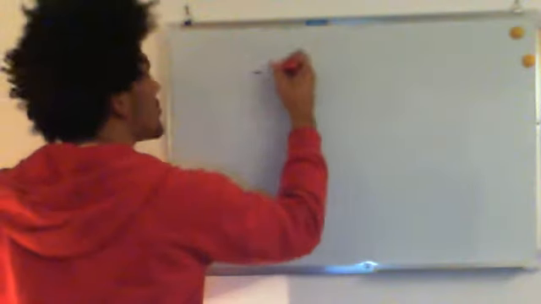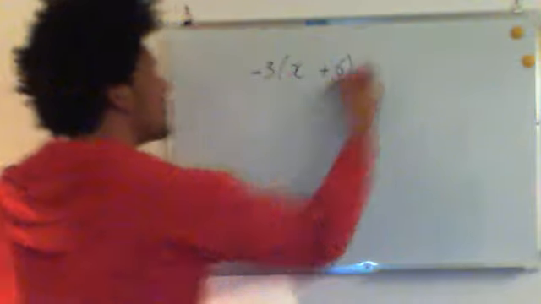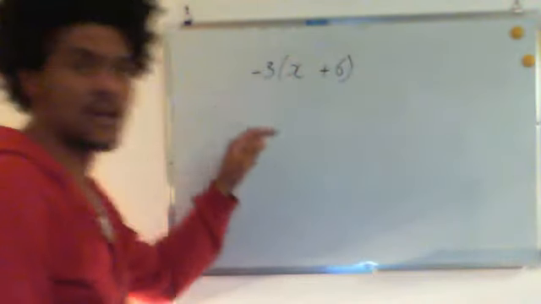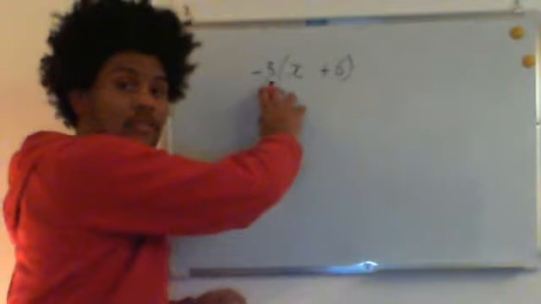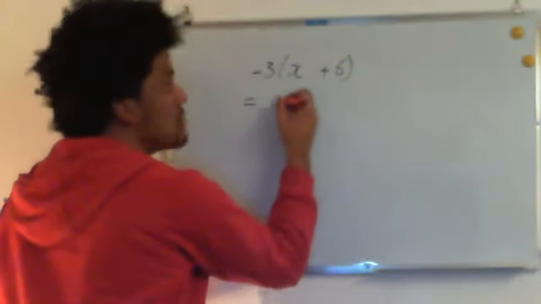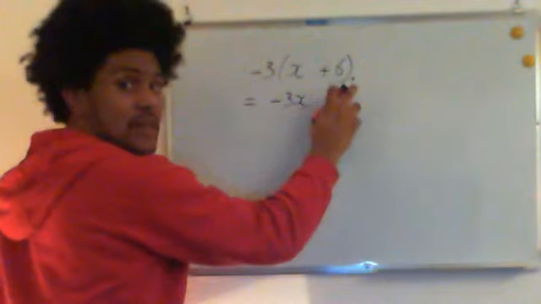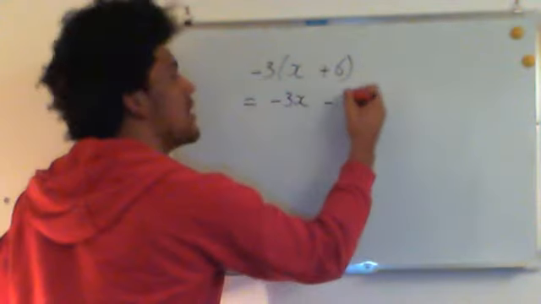The number outside the bracket can have a minus as well, so for example minus 3 times x plus 6. You're multiplying everything inside the bracket this time by a negative number, so minus 3 times by x is going to be minus 3x, and then minus 3 times by 6 is going to be minus 18.